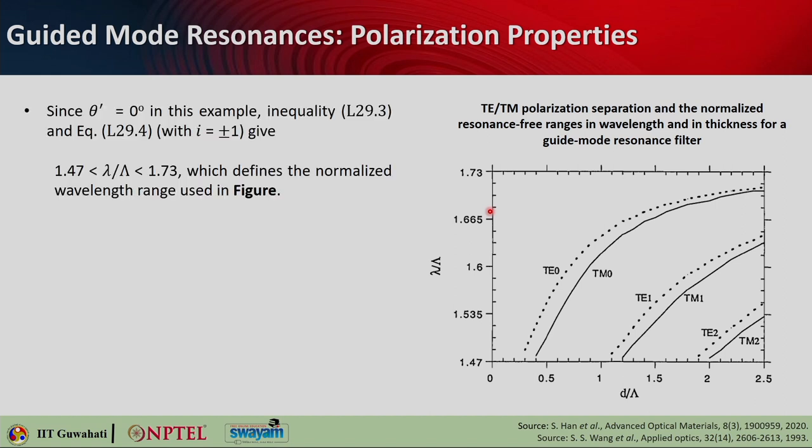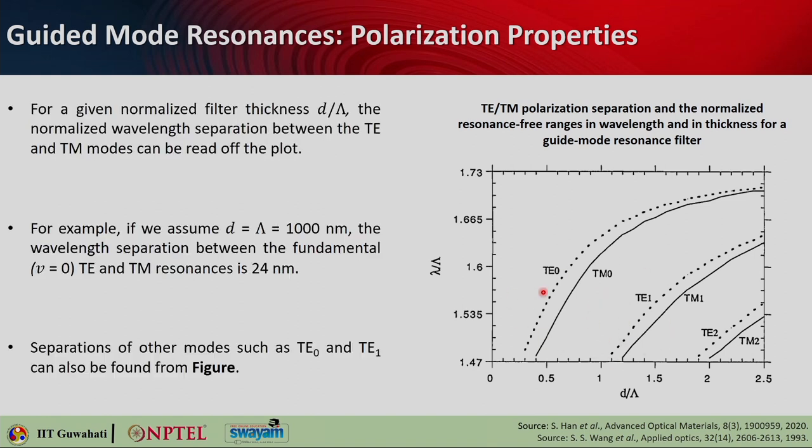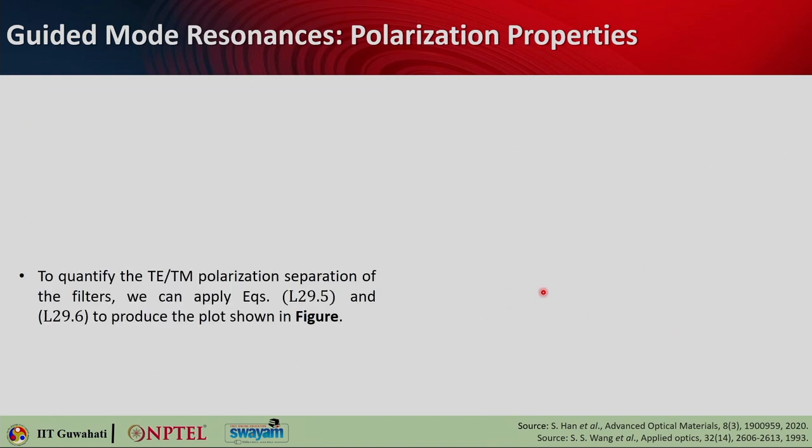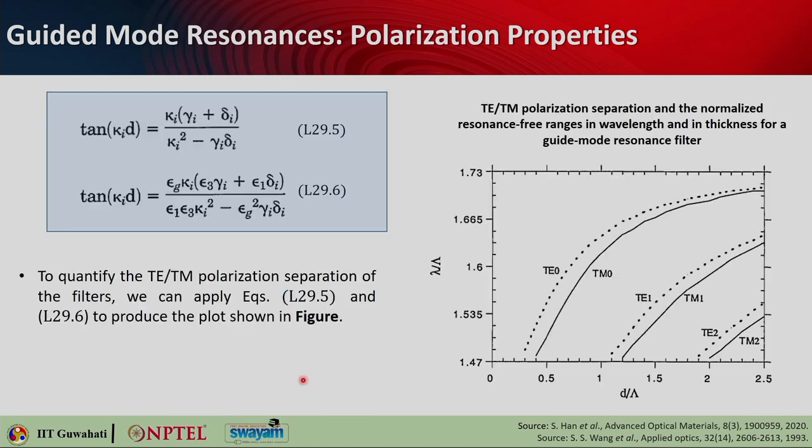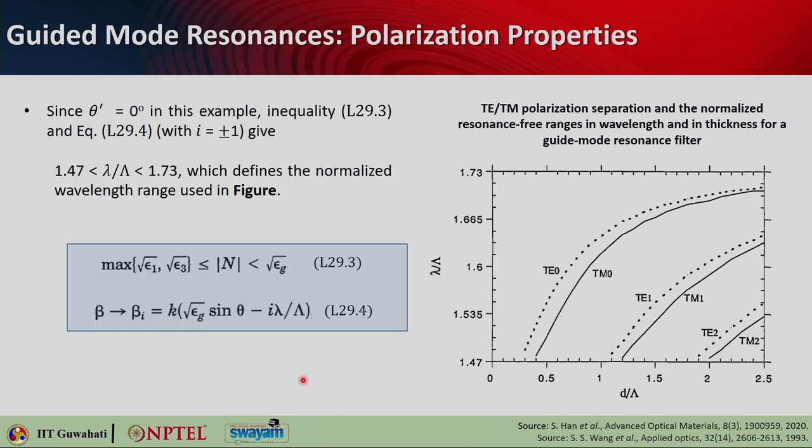Now, as we have considered normal incidence in this example, here are the parameters considered. So, we are considering normal incidence and other parameters are also given. So, the inequality actually boils down to this. So, this is the condition. When you put epsilon 1 and epsilon 2 and other parameters, you will see this is the condition that will actually give the normalized wavelength range that you see.